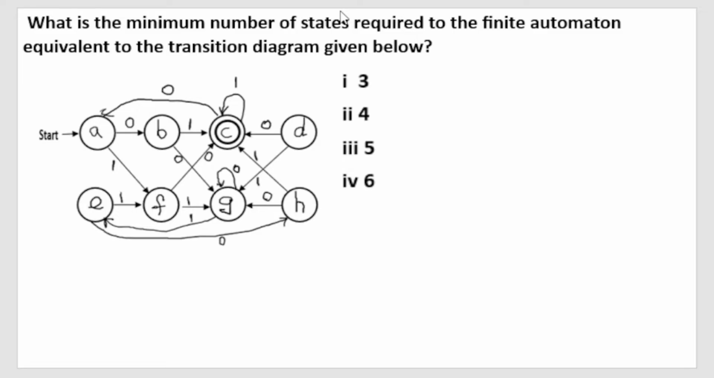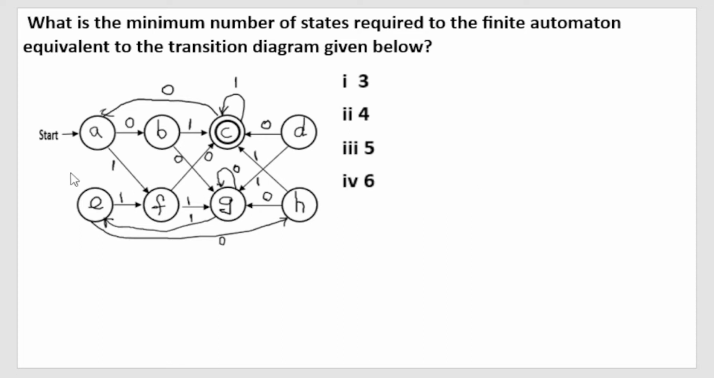Let us see the question. What is the minimum number of states required in the finite automaton equivalent to the transition diagram given below? The transition diagram is given and we have to identify the minimum number of states required in a finite state automaton. The options given are 3, 4, 5, 6.